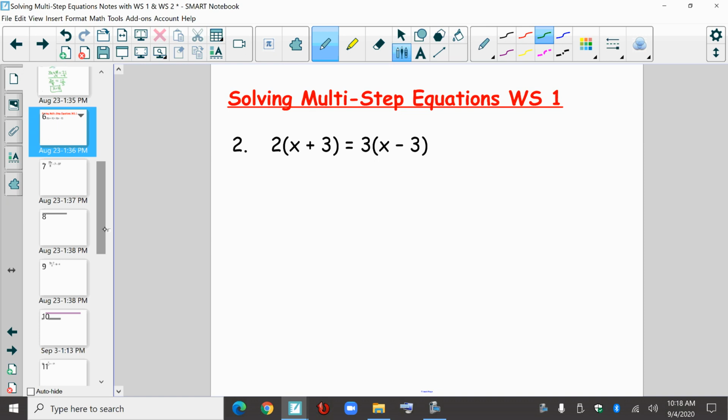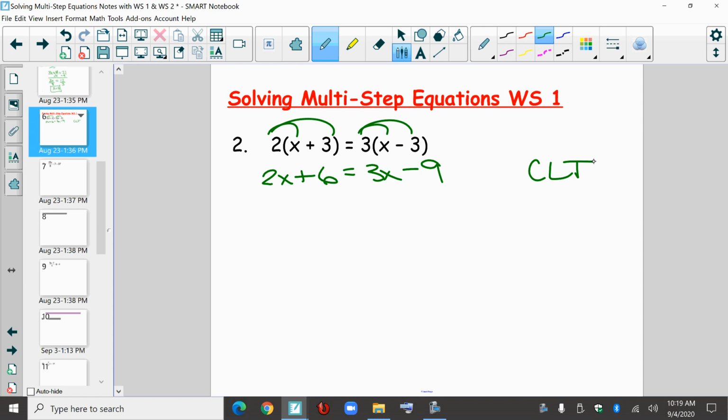So since you have parentheses, we are going to go ahead and distribute. So this gives me a 2x plus a 6 equals a 3x minus a 9. So I have no parentheses. So now we're going to check each side for combining like terms. Do I have any like terms on the left? I just have an x and a 6, and on the right I have an x and a 9. So I don't have any like terms.